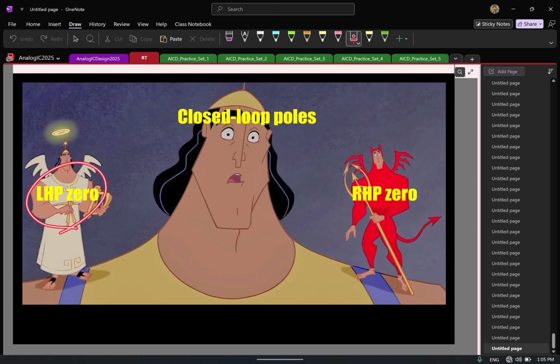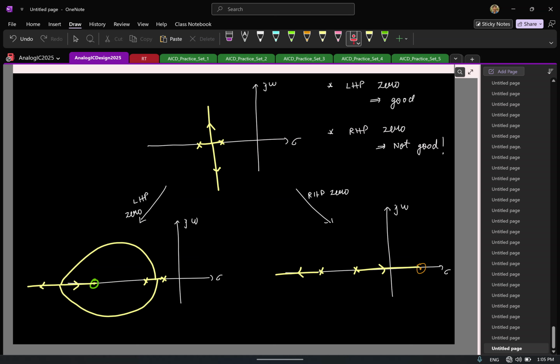LHP 0 is like the angel in you, trying to attract you and try to do all the good things and pushing you to the left half plane. Whereas RHP 0 is like the devil in you, trying to tempt you and attract you with all nice things and make you do bad things. So make sure you don't get tempted by this and always go to the left half plane. Now let's at least try to understand in time domain why this statement makes sense, that LHP 0 is good and RHP 0 is bad. We'll look at that and wrap up for today.